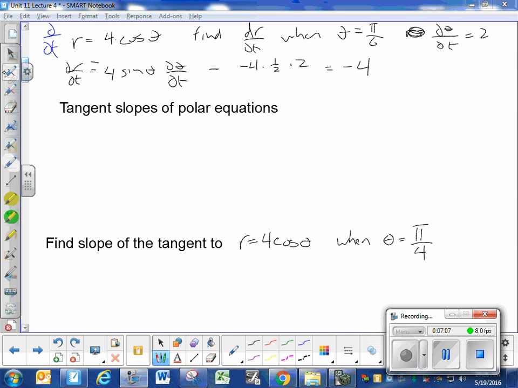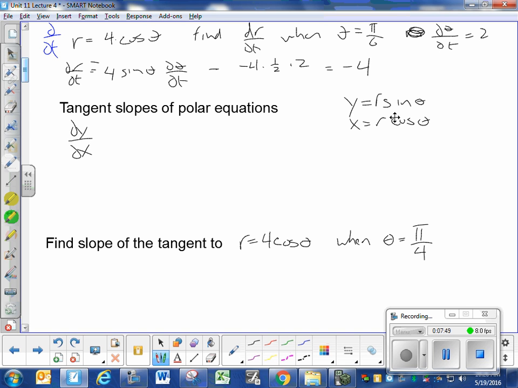Now, tangent slopes of polar equations. We know tangent slopes are dy/dx, right? Well, I don't have y's and x's if I have an equation with r's and thetas, but I can have y's and x's. How do I turn polar equations with r's and thetas into y's and x's? Yeah, with our favorite friends, Mr. Sokotoa, Mr. Pythagoras, we know y is equal to r sine theta. X is equal to r cosine theta.